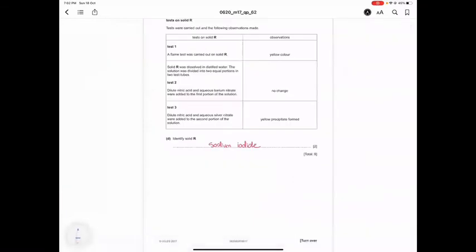His testing about solution R, it gave yellow with the flame test, which means we have sodium, and it gave yellow with the silver nitrate test, which means we have iodide, so it's sodium iodide.